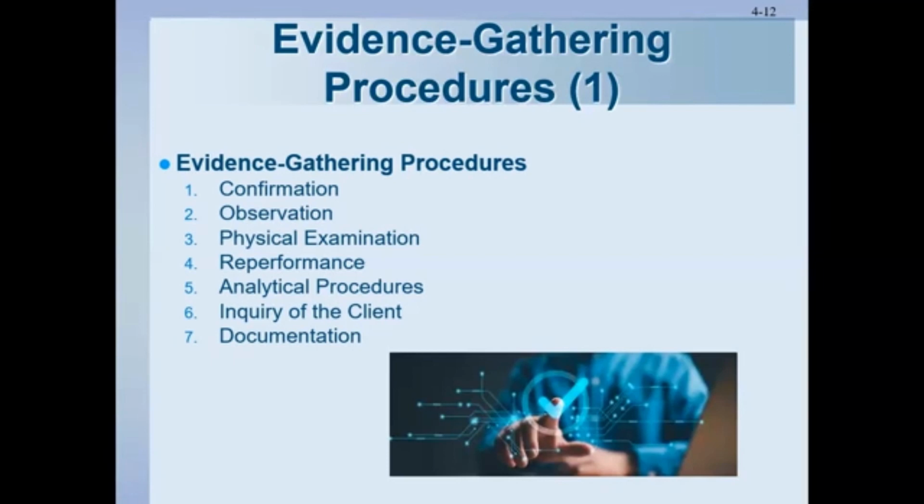The next one, observation. Observation involves the use of the senses to assess the propriety of employee performance and other activities such as business processes that have a tangible component, for example, assembly lines. Physical examination is the inspection of assets. For example, the auditor could examine an assembly line to determine the existence of equipment or a sample of vehicles by physically locating them by vehicle identification number.